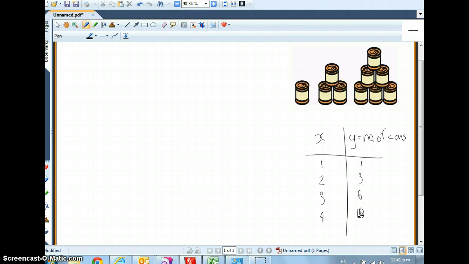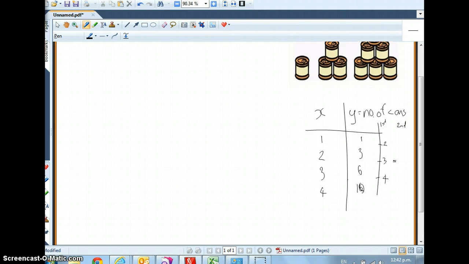Because it gets bigger by 1 every time. Yesterday I talked about the first difference and the second difference. The second difference, if it's a quadratic, is always constant. The first difference here between 1 and 3 is 2, 3 and 6 is 3, 6 and 10 is 4. That's the first difference. The second difference is the difference between 2 and 3, and 3 and 4, which is 1.